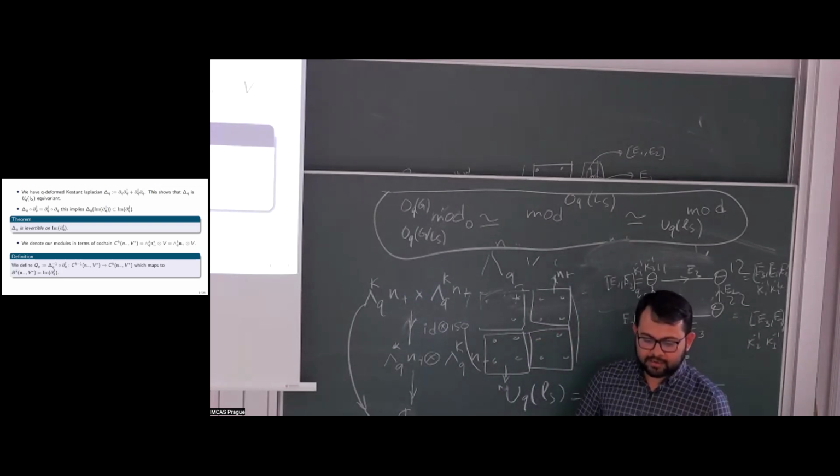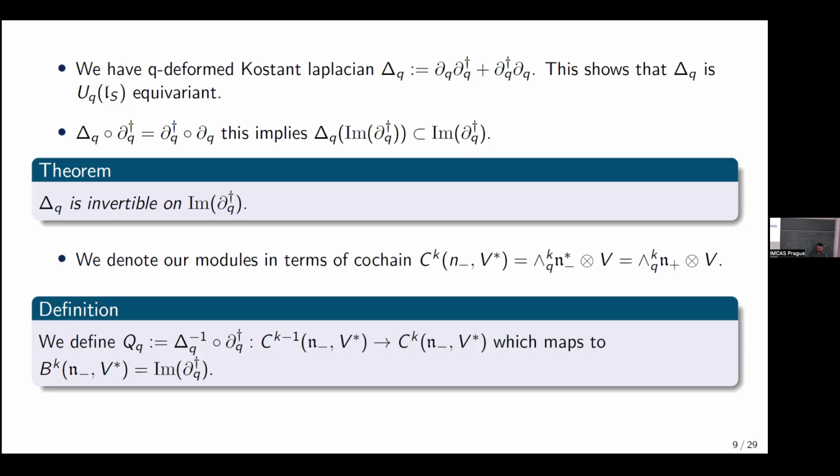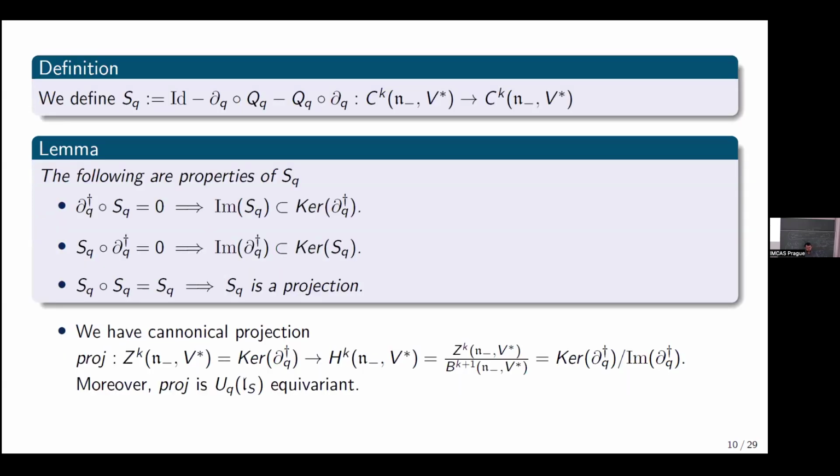But yeah, here I have defined this operator QQ, which is defined on Ck n minus V star, which maps your Ck minus 1 to the image space, where image space means the image of this del Q dagger. And using this QQ, one can define another operator SQ. So it's basically the technical part. And the most important properties one can see are in this lemma. This is a very interesting part.